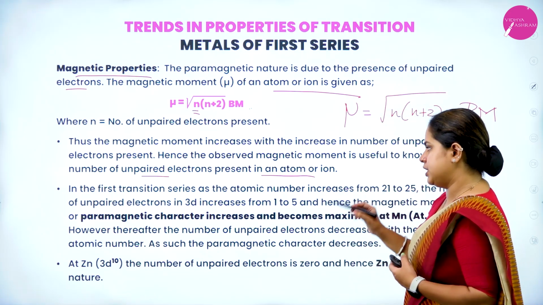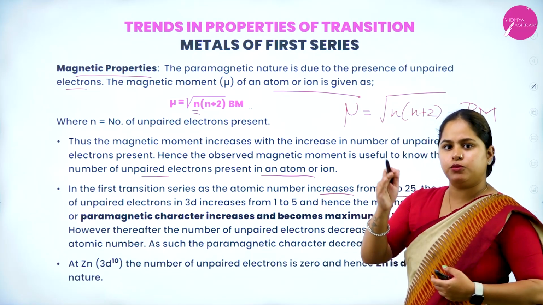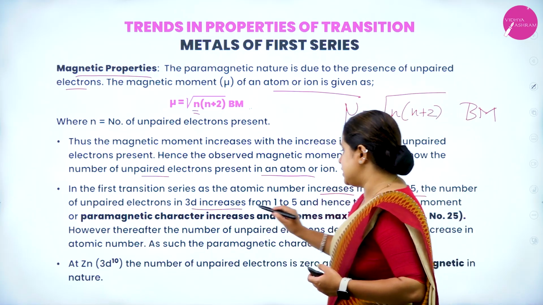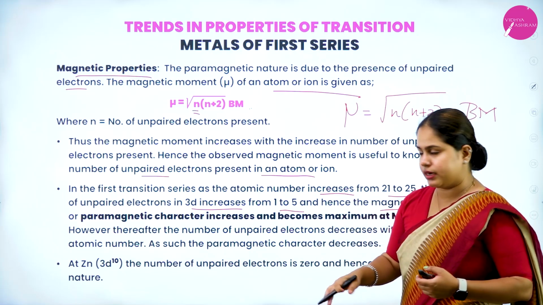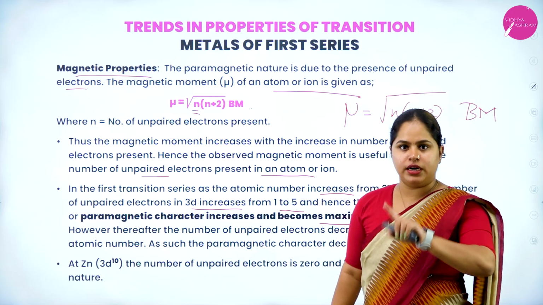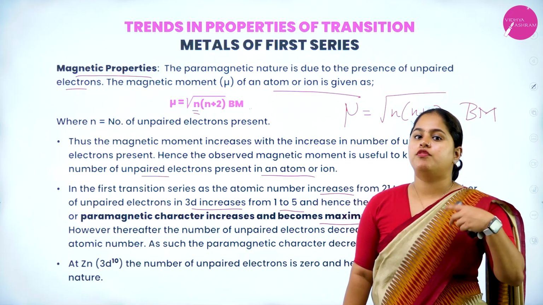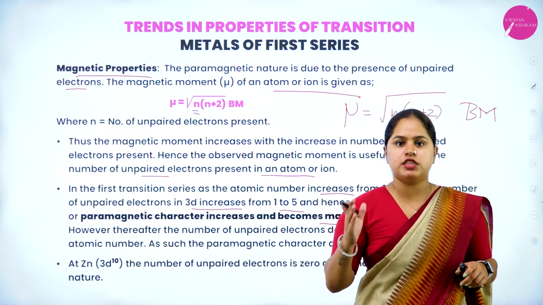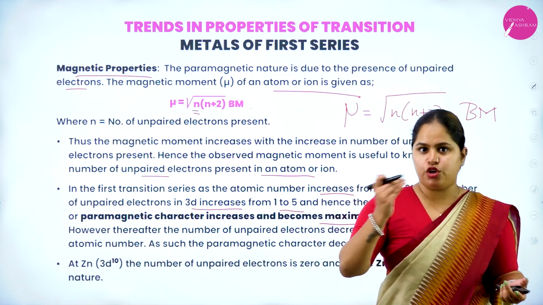In the first transition series, as the atomic number increases from 21 to 25, that is from scandium to manganese, the number of unpaired electrons in 3d increases from 1 to 5, and hence the magnetic moment or paramagnetic character increases and becomes maximum at manganese. You have 3d1 for scandium, then titanium which is 3d2, vanadium 3d3, chromium which is 3d5, and manganese 3d5. So till manganese, the number of unpaired electrons is increasing from 1 to 5, right?